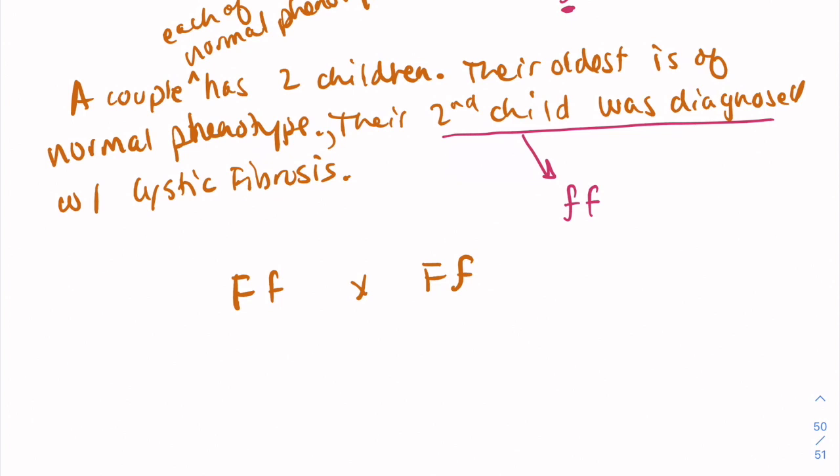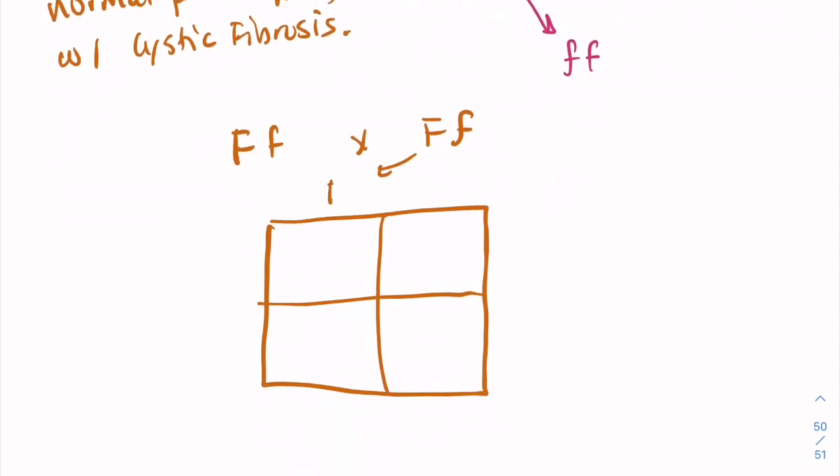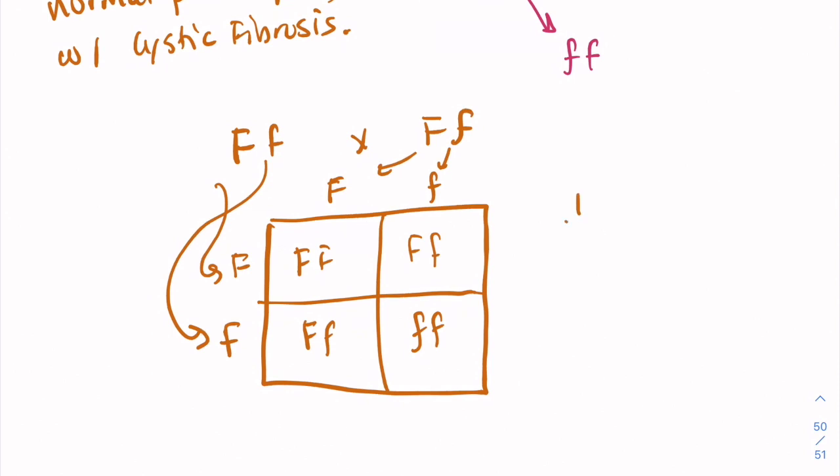So when they had kids, let's do our Punnett square here. This parent's alleles go here. They could donate a dominant allele to their children or a recessive. This one could donate a dominant allele or a recessive. Fill in those boxes. What are the chances that they would have a kid with cystic fibrosis? It's 1 in 4.